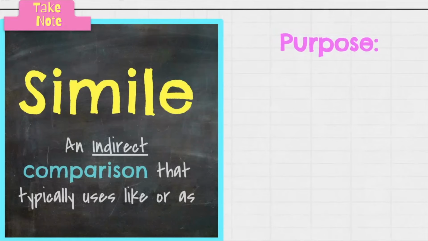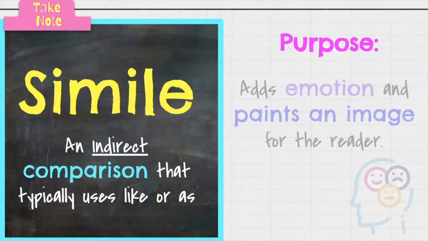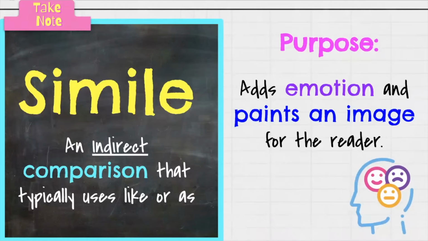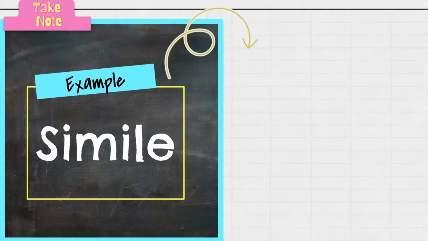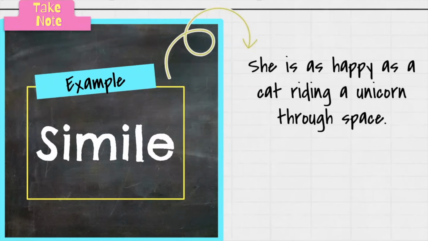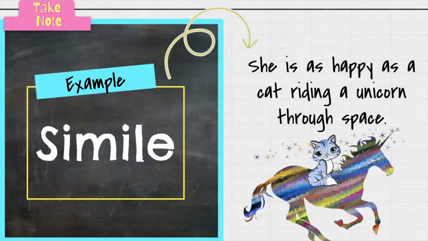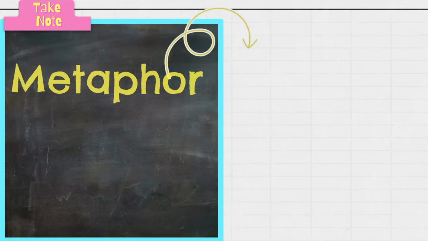First, we have simile. A simile is just an indirect comparison that typically uses like or as. It adds emotion and paints an image for the reader. So let's look at an example. She is as happy as a cat riding a unicorn through space. Wow, that's pretty happy. You can probably picture that in your head. Imagine how happy this girl would be to be just like this cat riding a unicorn through space. That's pretty happy. I would be happy. It sounds fun.